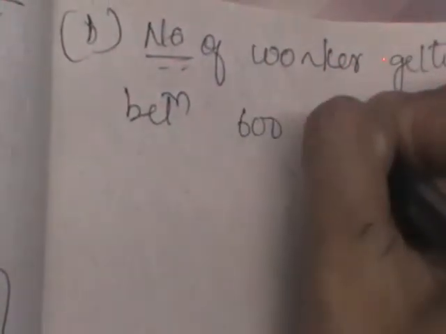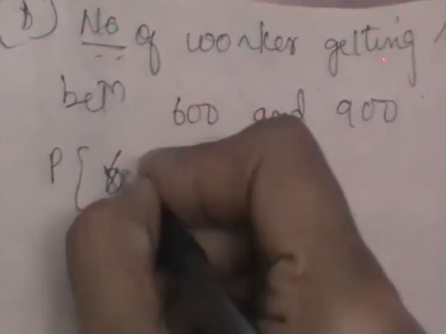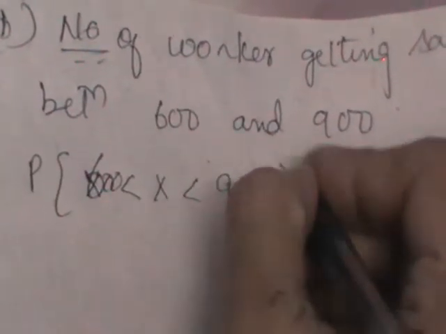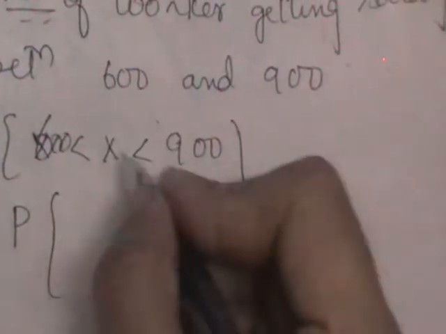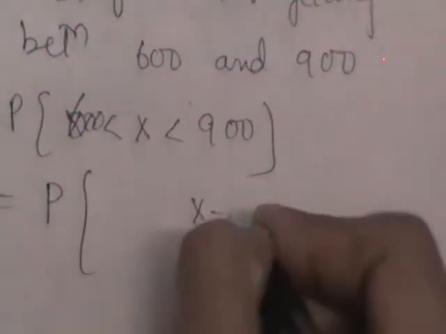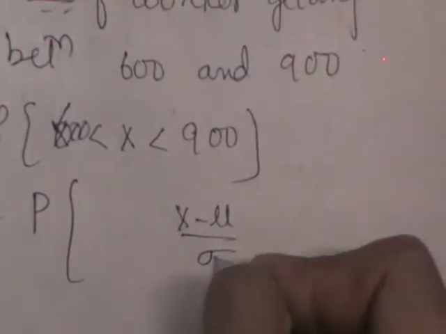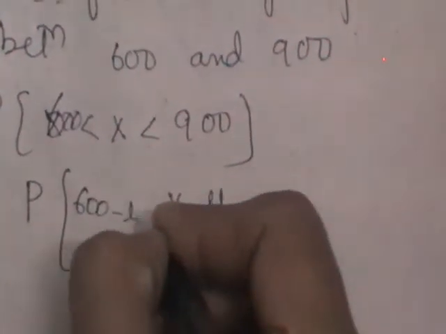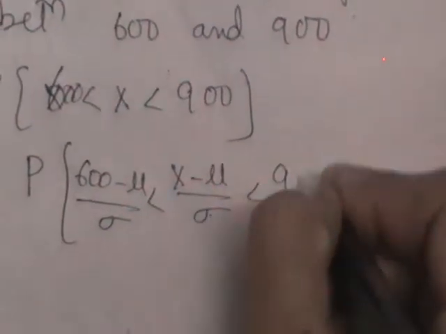So let us do the second part also. What is the second part? You need to find the number of workers getting salary between 600 and 900. So you need to find P of 600 less than x less than 900. Again you need to do the same operation. You cannot do anything with x. You should convert that into z by subtracting mu and dividing by sigma. The same should be done on the LHS and RHS.